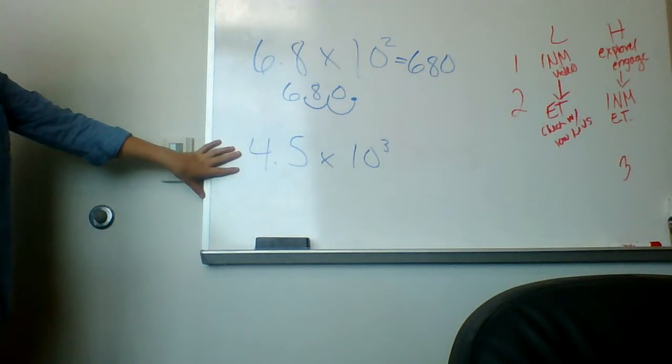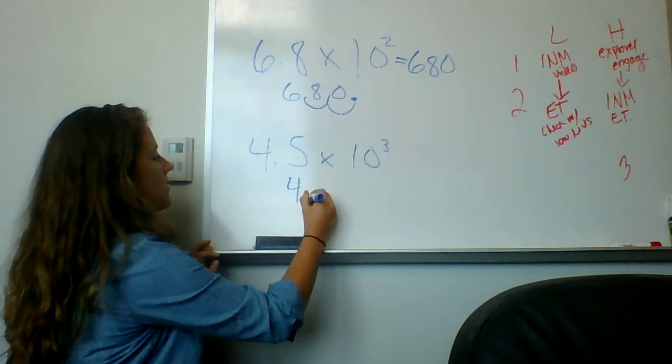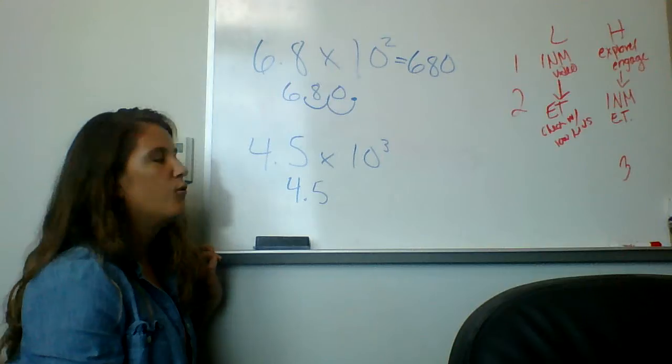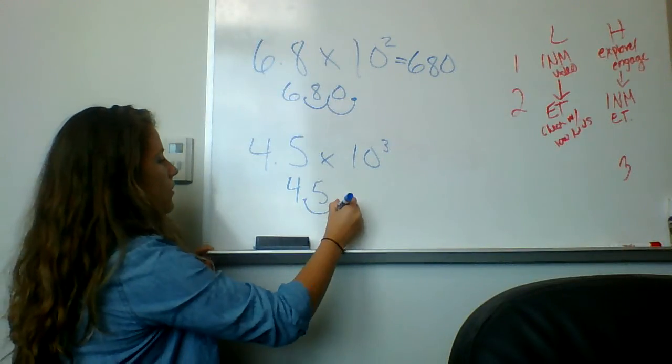I'm going to do the same thing for this one. I have 4 and 5 tenths times 10 to the third. 10 to the third, I have a positive exponent, so I'm going to move my decimal point 3 times in a direction that makes my number larger. 1, 2, 3.